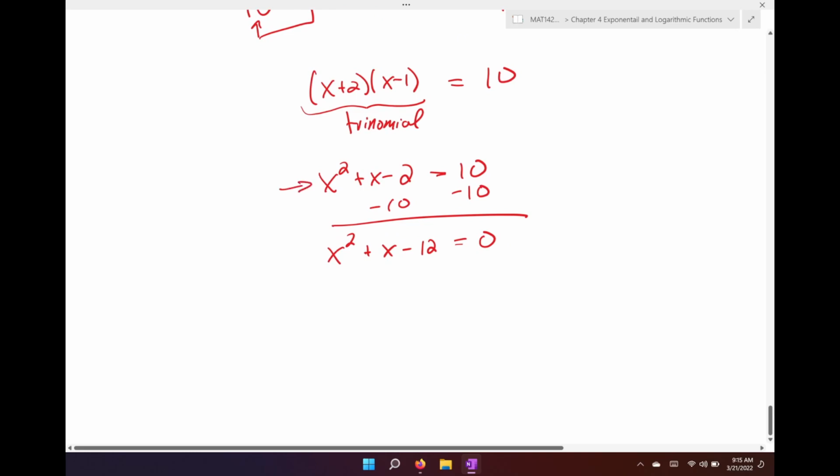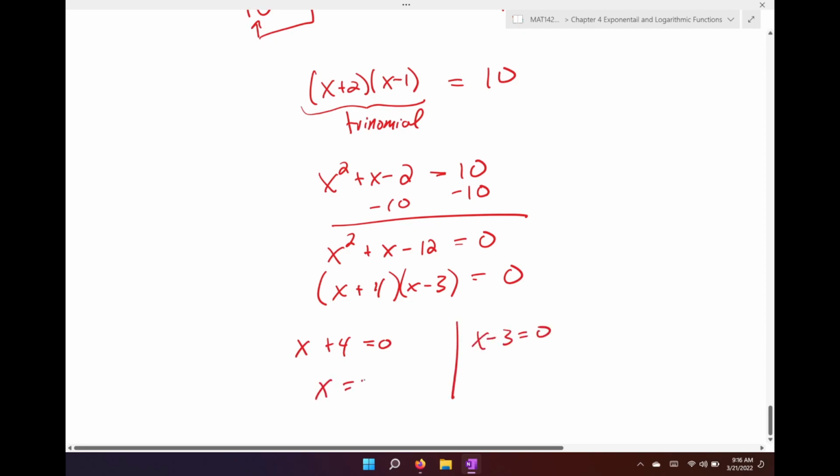Now, if you're wondering how I knew to subtract 10 from both sides, it's this quadratic term. As soon as I see a quadratic term, I know that is the leading term. Therefore, that is going to dictate how I approach this problem to solve. So here I'm going to factor: x and x, a plus and a minus. How about a 4 and a 3? Zero product property: x equals negative 4, x equals positive 3.